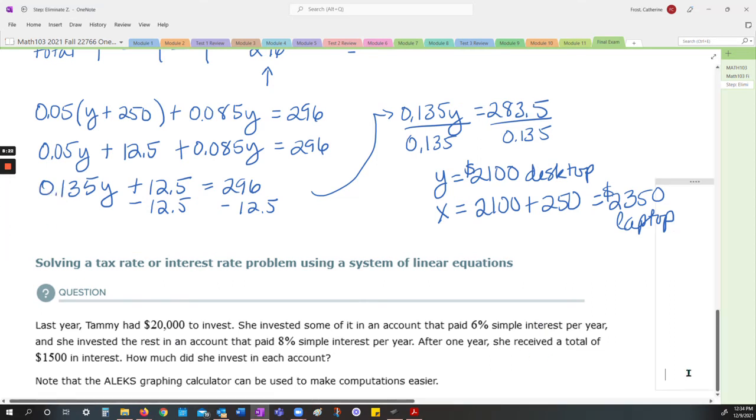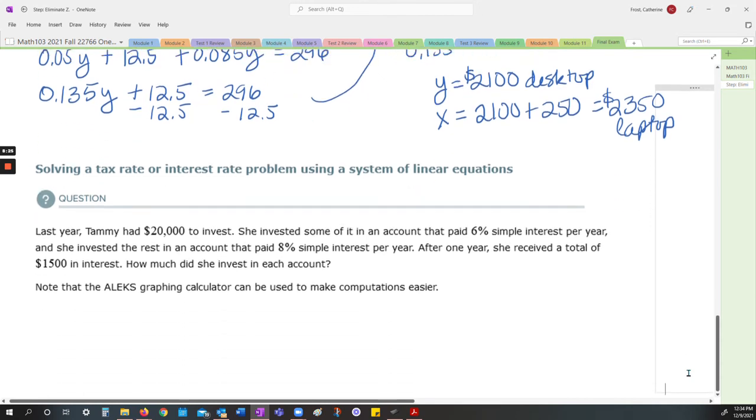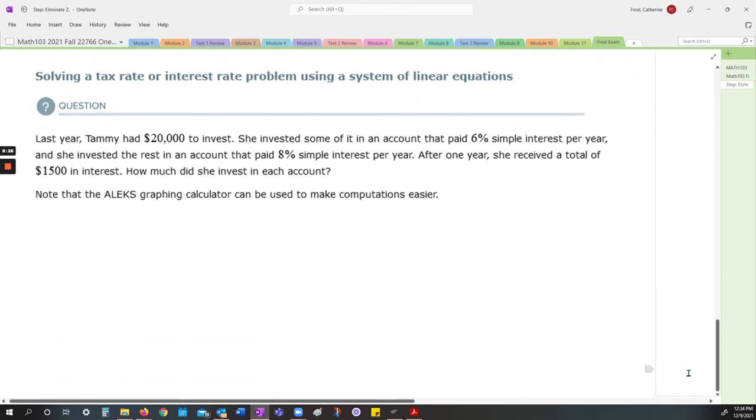All right, so last year Tammy had $20,000 to invest. She invested some of it in an account that paid 6% simple interest per year, and she invested the rest in an account that paid 8% simple interest per year. After 1 year, she received a total of $1,500 in interest. How much did she invest in each account?